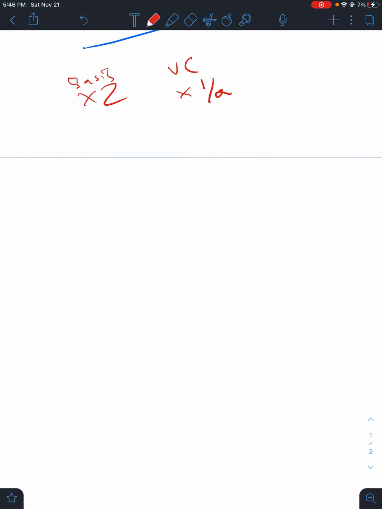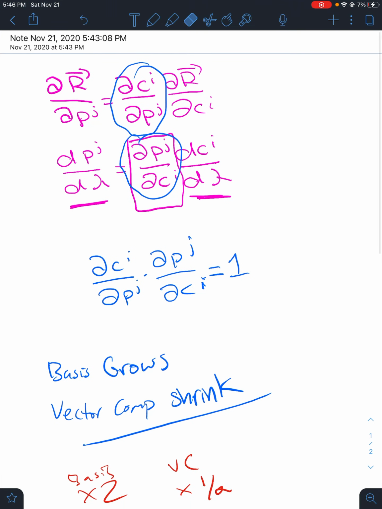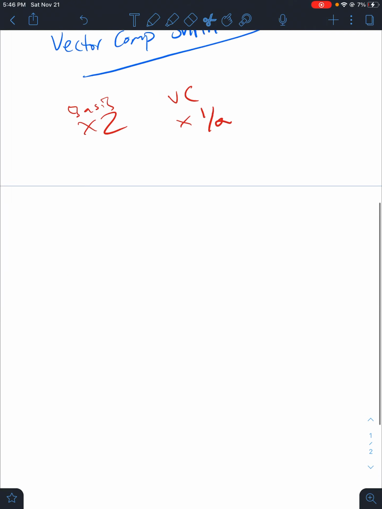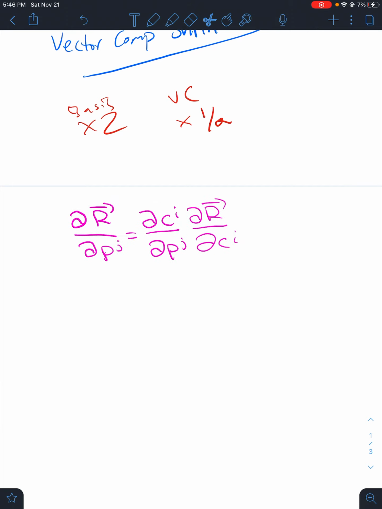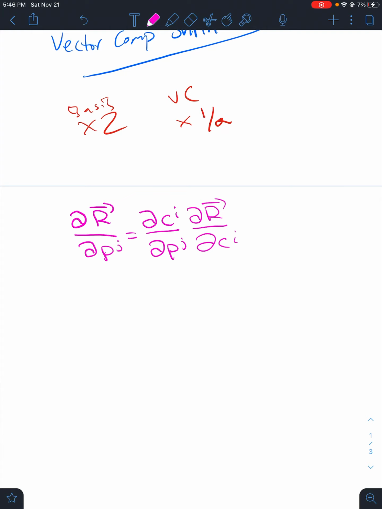And we also know that one way of writing the basis vector transformation is like this. It's just the multivariable chain rule in the Einstein notation. We can also write the transformation as a matrix, the Jacobian matrix. So here's the Jacobian matrix.